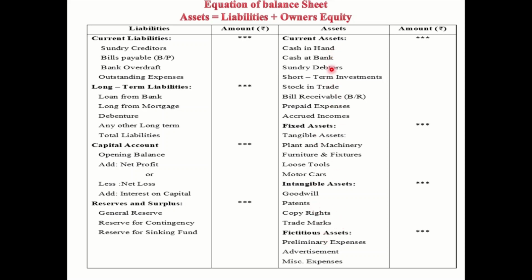Asset means what an entity owns. Assets are current assets, fixed assets, intangible assets, and fictitious assets. Now we are going to see liability. What is meant by liability?